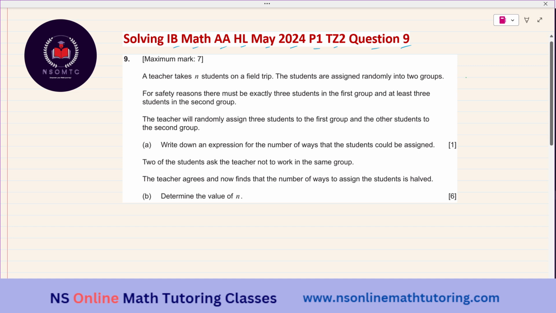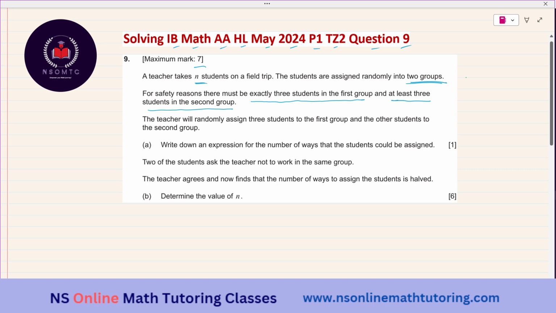So, without any further delay, let us start answering question number 9. The maximum mark is 7. It says a teacher takes N students on a field trip. The students are assigned randomly into two groups. For safety reasons, there must be exactly 3 students in the first group and at least 3 students in the second group.